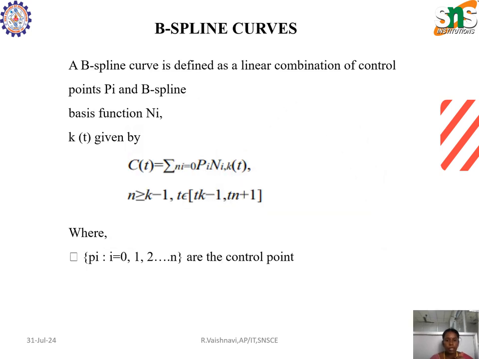Next one, B-spline curves. A B-spline curve is defined as a linear combination of the control points Pi and the B-spline basis functions Ni,k of t, given by C of t is equal to the summation, i equal to 0 to n, of Pi Ni,k of t, where n is greater than or equal to k minus 1, and t belongs to [t_(k-1), t_(n+1)], where Pi, that is i equal to 0, 1, 2 up to n, are the control points.